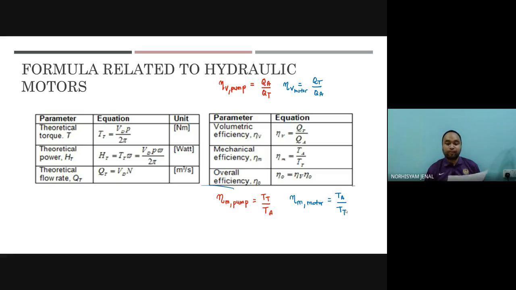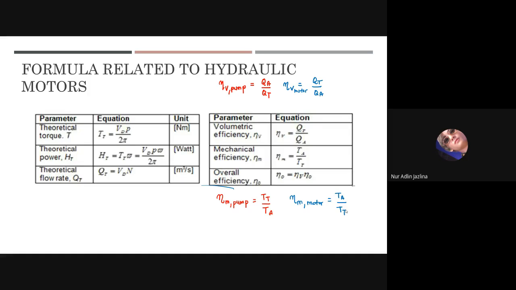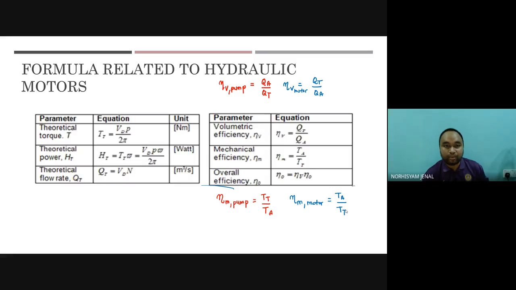Arifin? Are you there? Arifin? Not there. How about Luqman Hakim? Are you there? Sir, he doesn't have a mic. Oh, he doesn't have a mic. Sorry, I didn't notice. Luqman, do you have a mic? Okay.